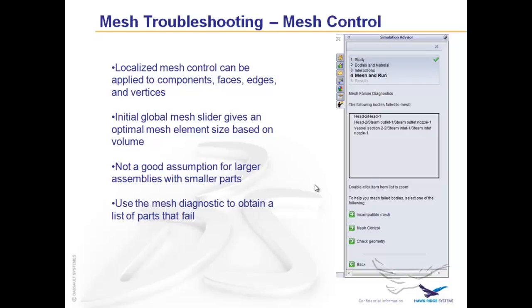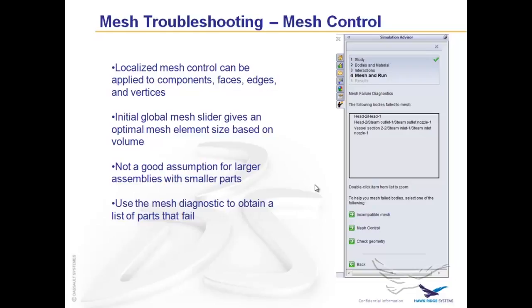Now, if you find that your mesh is too coarse, rather than turning up the mesh globally for everything, we do have tools in SOLIDWORKS Simulation for localized mesh control. And you can apply this localized mesh control to components, to faces, to edges, and vertices. Now, you could see that using mesh control is ideal for large assemblies with small parts.